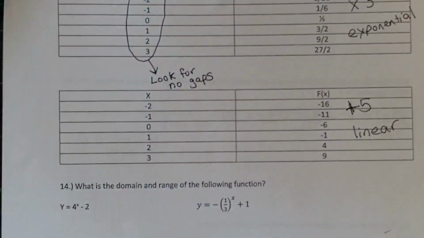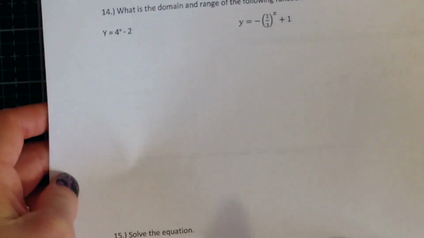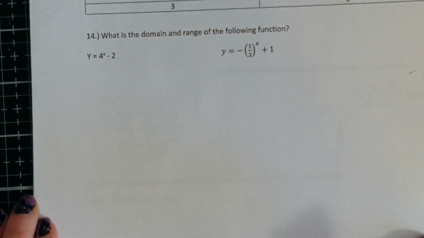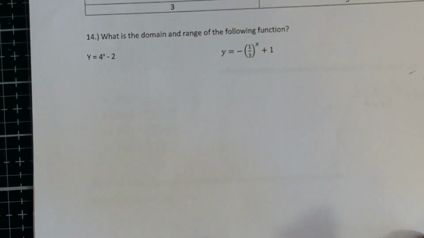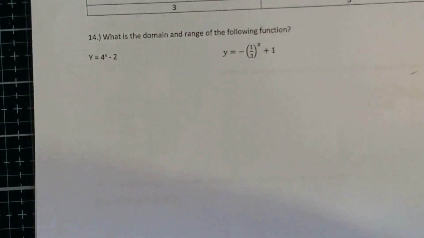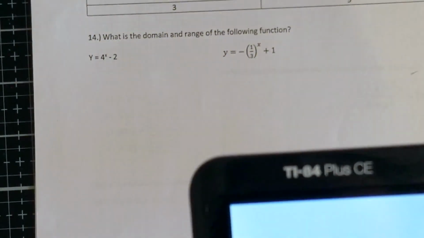All right, number 14, what is the domain and range of the following function? I would probably recommend just graphing these. If you know the way that the graphs shift and you know the parent function of what the graph looks like, this should not be too hard of a graph to draw. So if you look at 4 to the x power, most of these exponent graphs look very similar.